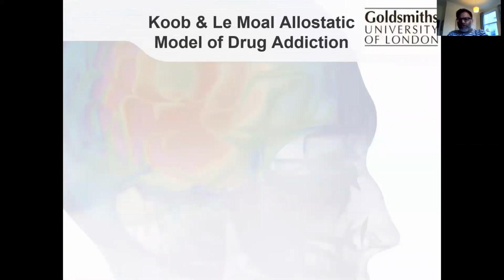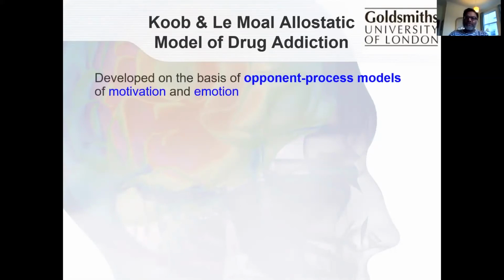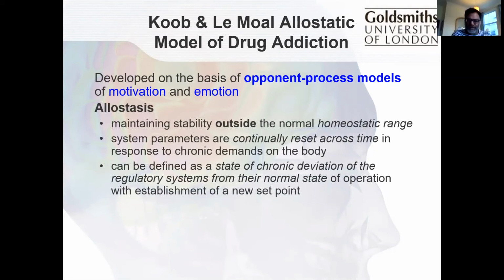So what Koob and Le Moal did was that they created what's known as this allostatic model of drug addiction. And it's based on what are known as opponent processes. So two processes that are the converse, the opposite of one another, and they involve motivation and emotion. So within this model, something called allostasis is very important. And this is maintaining stability outside our normal homeostatic range.